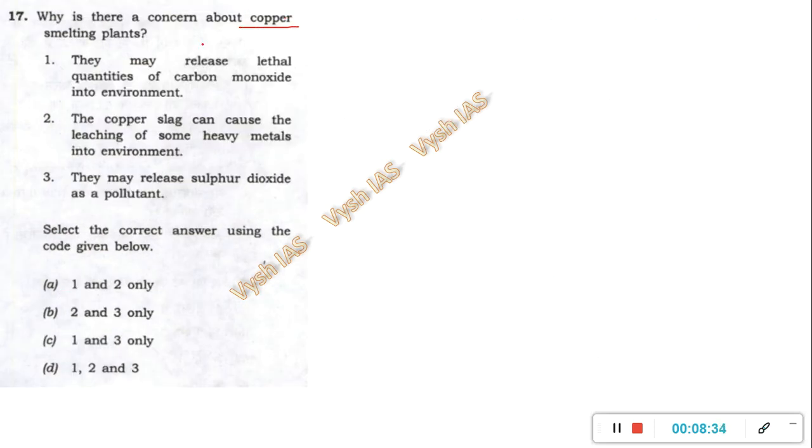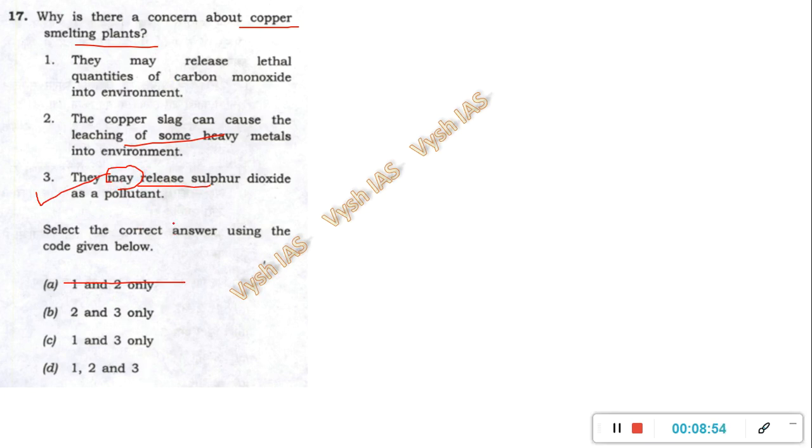Now copper smelting plants. Here again, if you see, this may release lethal quantities of carbon monoxide into the environment. They can cause leaching of some heavy metals. They may release sulfur dioxide. So here the only statement everyone was sure about was this one, because they felt okay, "may" is just a possibility, so it can be true. So they eliminate this, and then we are stuck with these options.